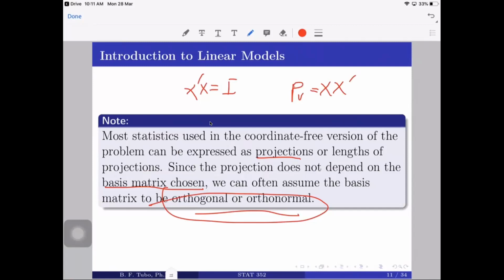Where do you see that? That will be in chapter 2, when your X is already an orthonormal basis, that is theorem 2.6. So the projection of y onto V will be XX'y.